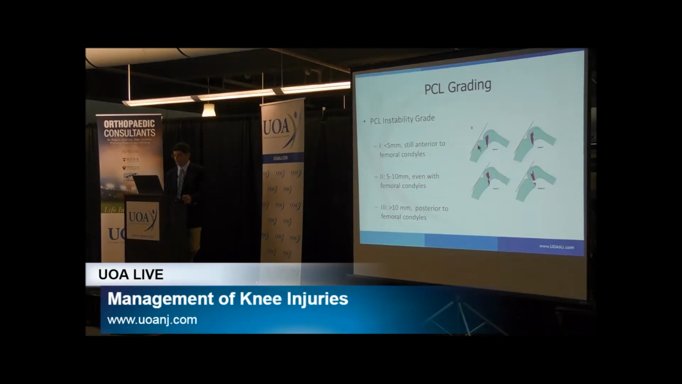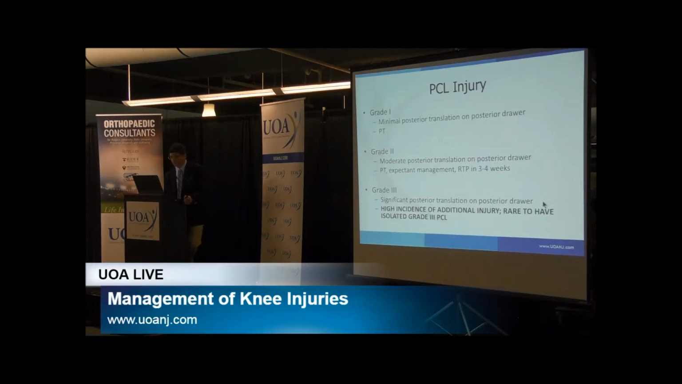If you have a grade 1 injury, even in posterior drawer testing, it remains anteriorly positioned compared to the femur. So that would be less than 5 millimeters, that would be a grade 1. A grade 2 is about 5 to 10 millimeters of instability, and you can displace the tibia to make it even with the femoral condyles. A grade 3, more instability, you can push it posterior to the condyles.